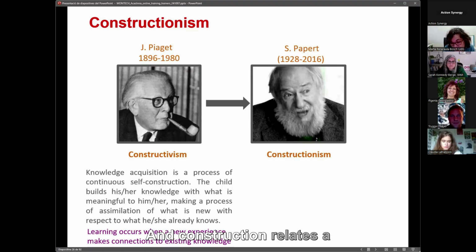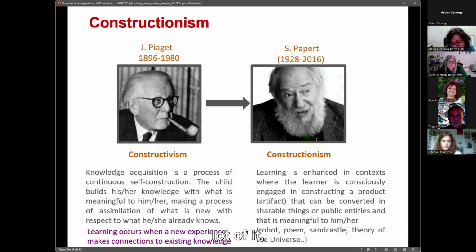And constructionism relates a lot to it, but Papert introduced the construction thing, not only of knowledge. He was saying that learning is enhanced in contexts where the learner is consciously building, engaged in constructing a product, an artifact that can be converted into shareable things. There are two concepts, building something and sharing it, so it's a social thing also. Shareable things or public entities that are meaningful for the sharer.